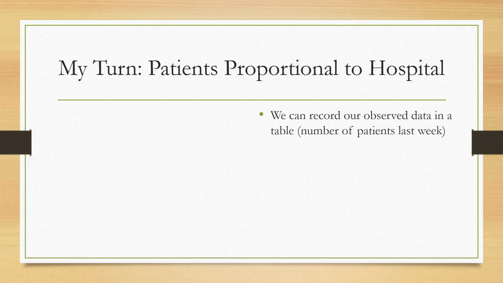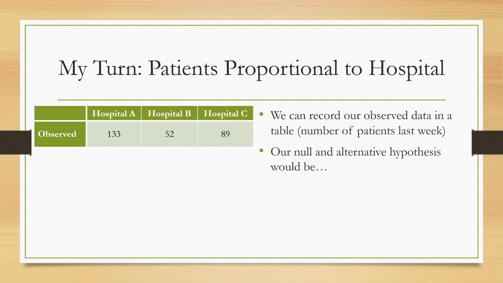So first off, we'll go and collect data on the number of patients seen by each of the hospitals. And this is going to be our table of values. Hopefully, where is that darn thing? Oh, there it is. Just took a second to pop up here. So we go in and we can mark down the observed counts within each of the 3 hospitals. 133 individuals went to Hospital A, 52 went to Hospital B, and 89 went to Hospital C.